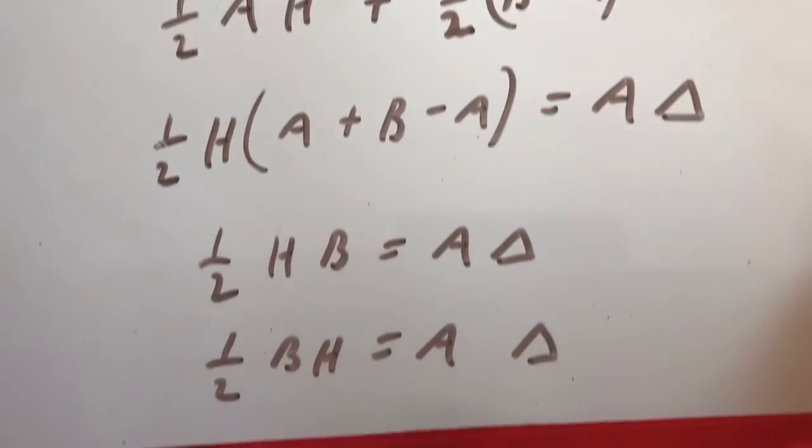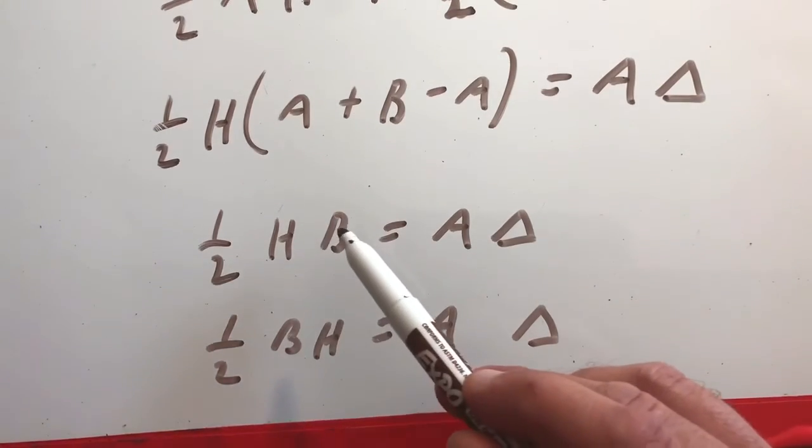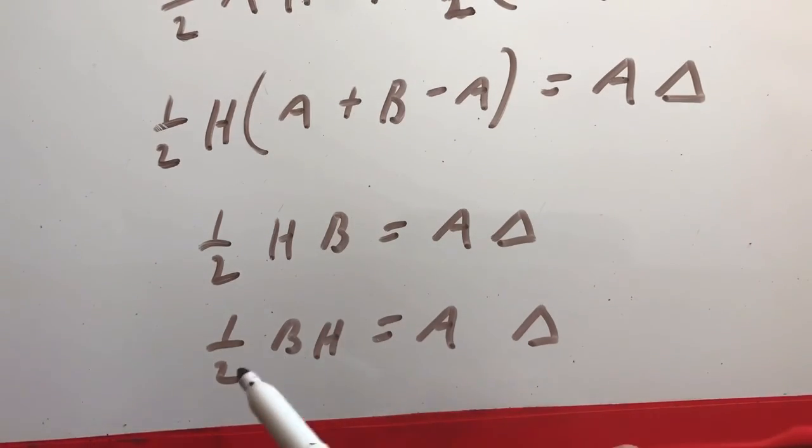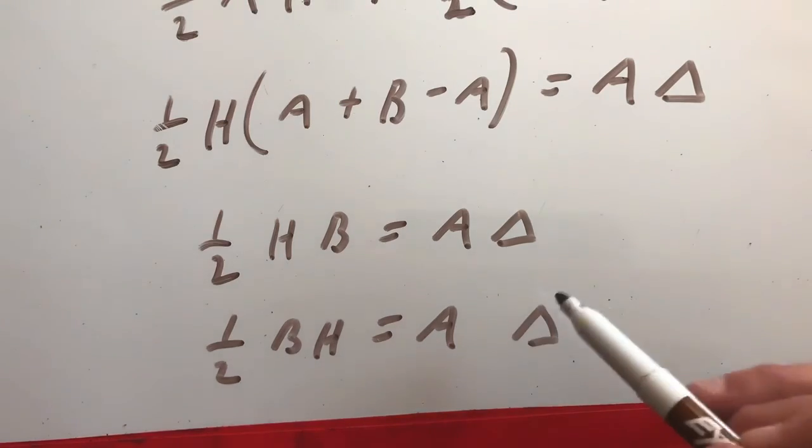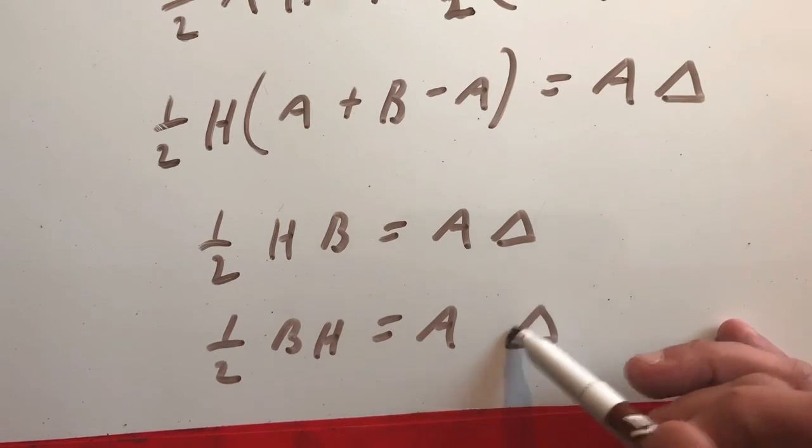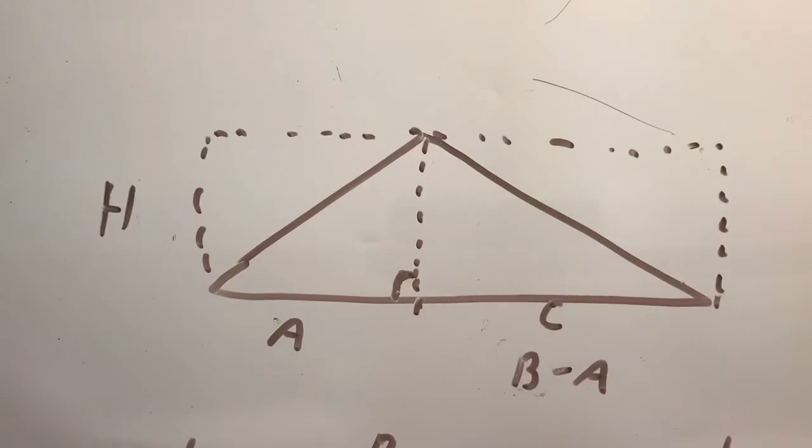To rearrange that to a more familiar looking equation, just flip the B and the H, and you'll have 1/2 times base times height equals the area of your triangle. And so that is the proof of the area of a triangle, both a triangle with a right angle and a triangle without any right angles. And that is it.